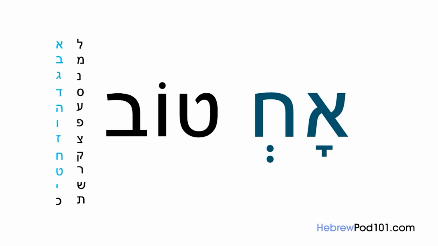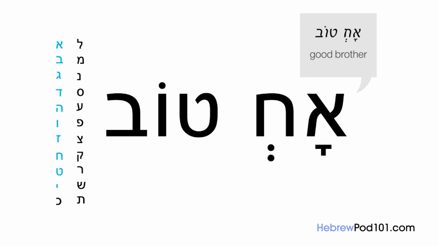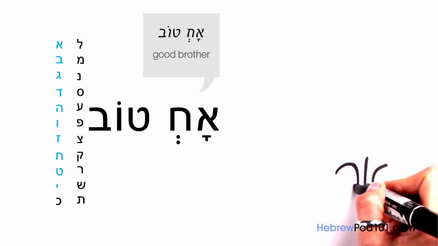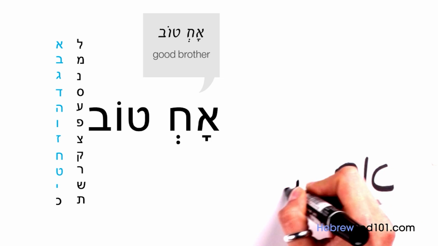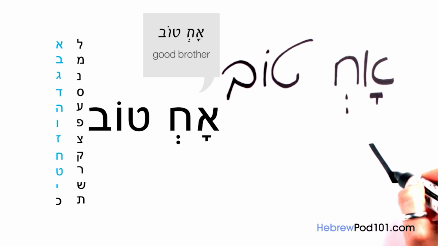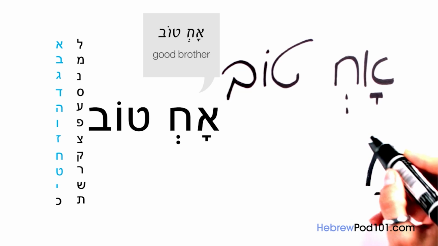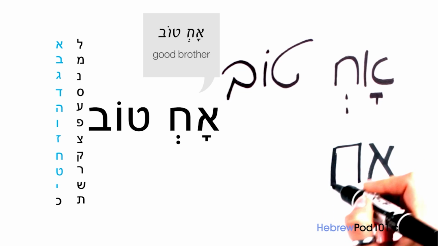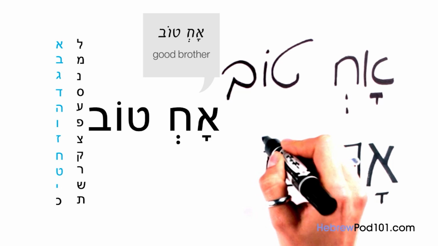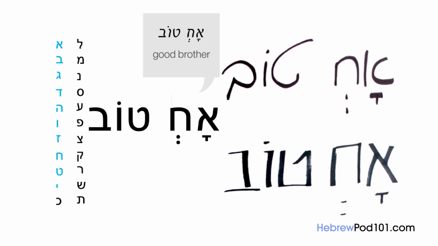We are ready to move beyond words and write a phrase. Ach tov is good brother in Hebrew. The noun comes first and then the adjective. And in print, ach tov. Nice job. Soon you'll be able to write whole sentences.